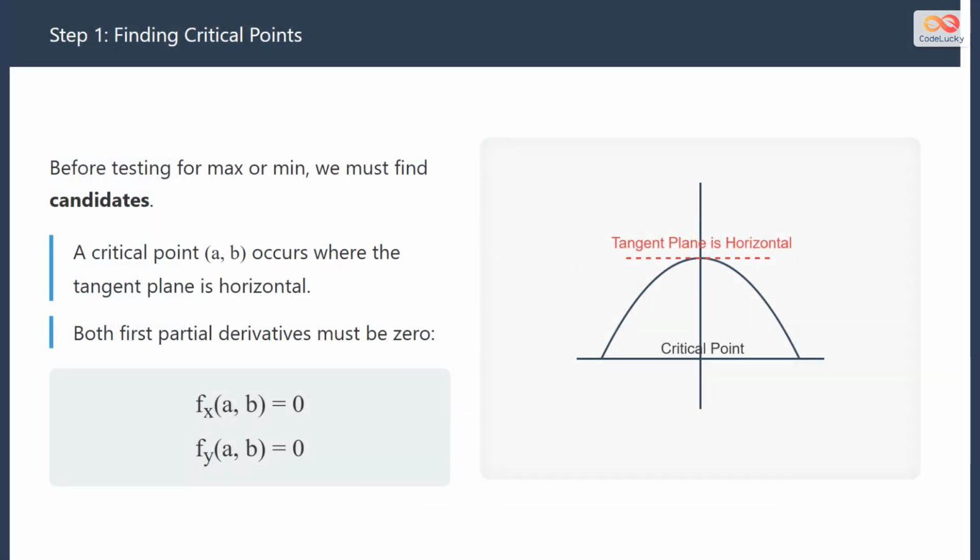First, recall that before we can test anything, we need to find our candidates. These are called critical points. A critical point (a, b) occurs where the tangent plane to the surface is perfectly horizontal. To find these, we set both the partial derivative with respect to x and the partial derivative with respect to y equal to 0 and solve for x and y.